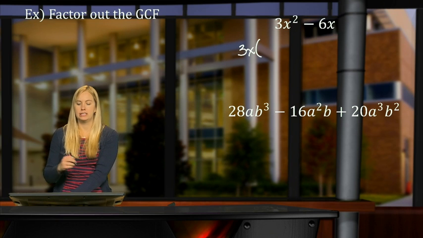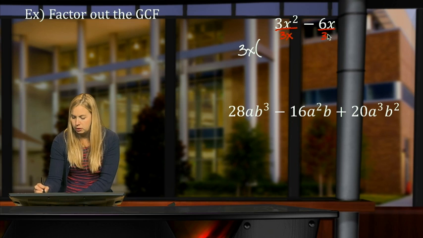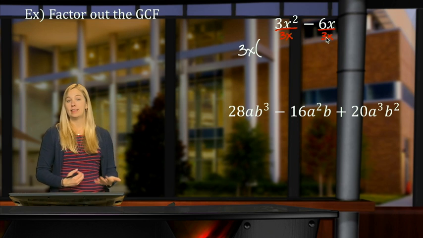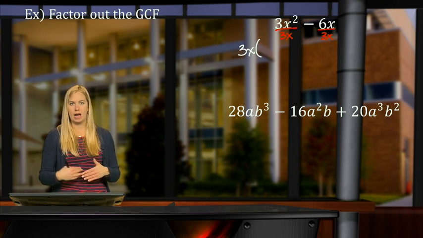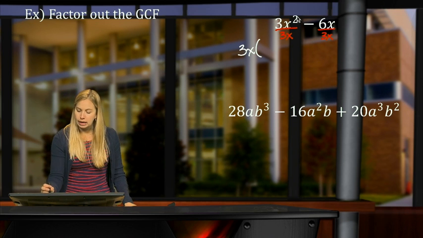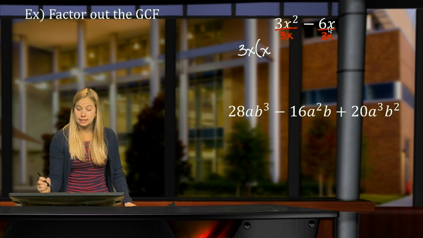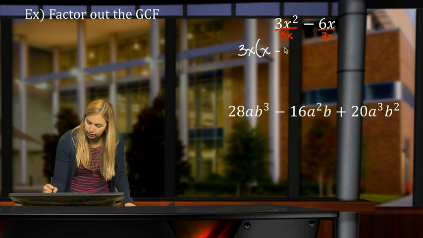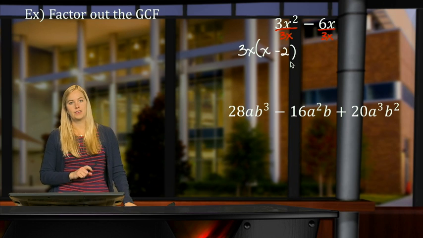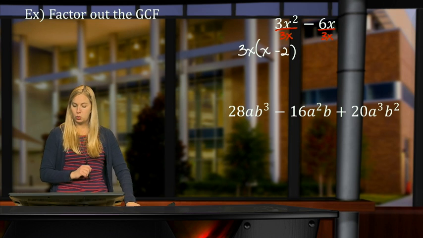Once I've written my GCF, I can actually make these division problems and simplify those fractions. That might help you in seeing how to simplify and get the next factor of your expression. 3x squared divided by 3x is x. Negative 6x divided by 3x is negative 2. And that's factoring out the GCF. Let's look at the next example.